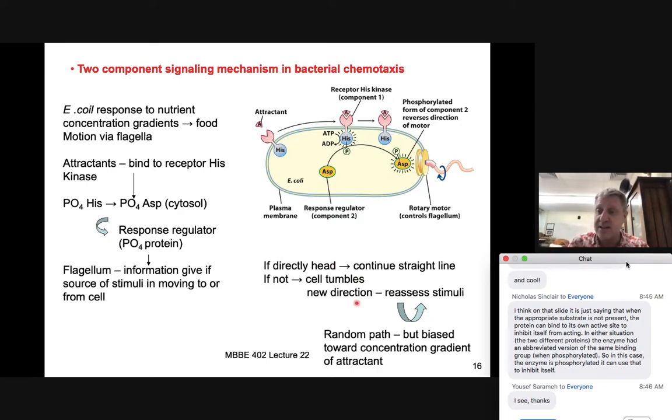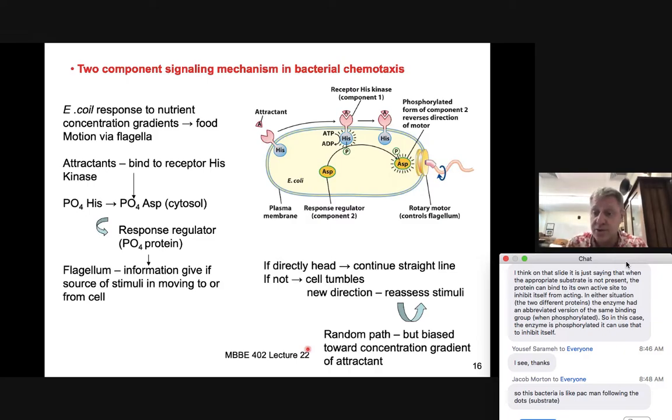Basically, we're reassessing the position based on the concentration gradient of what has been presented with the histidine phosphorylation kinase. So we get this tumbling until the head position gets to the right chemotactic concentration of food, and therefore we move into that straight direction. If you go look at a YouTube video of E. coli movement, you can see this tumbling and movement, moving around, tumbling, moving around, tumbling. Now, it's not a random path, but it's biased towards that concentration gradient.